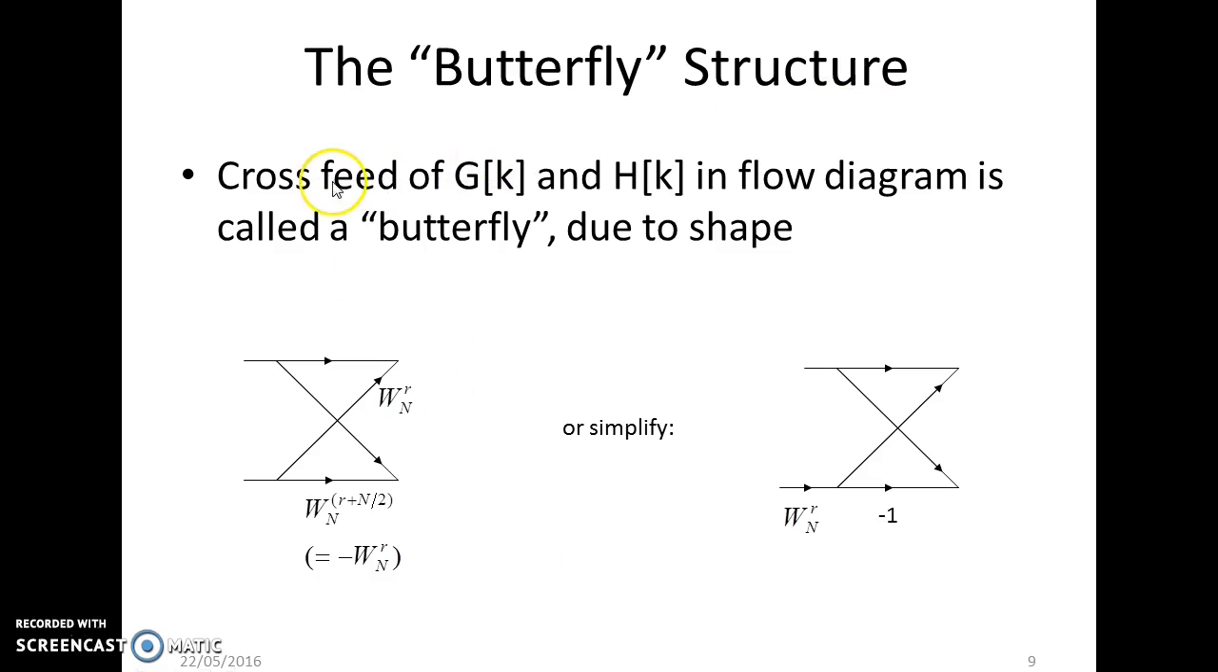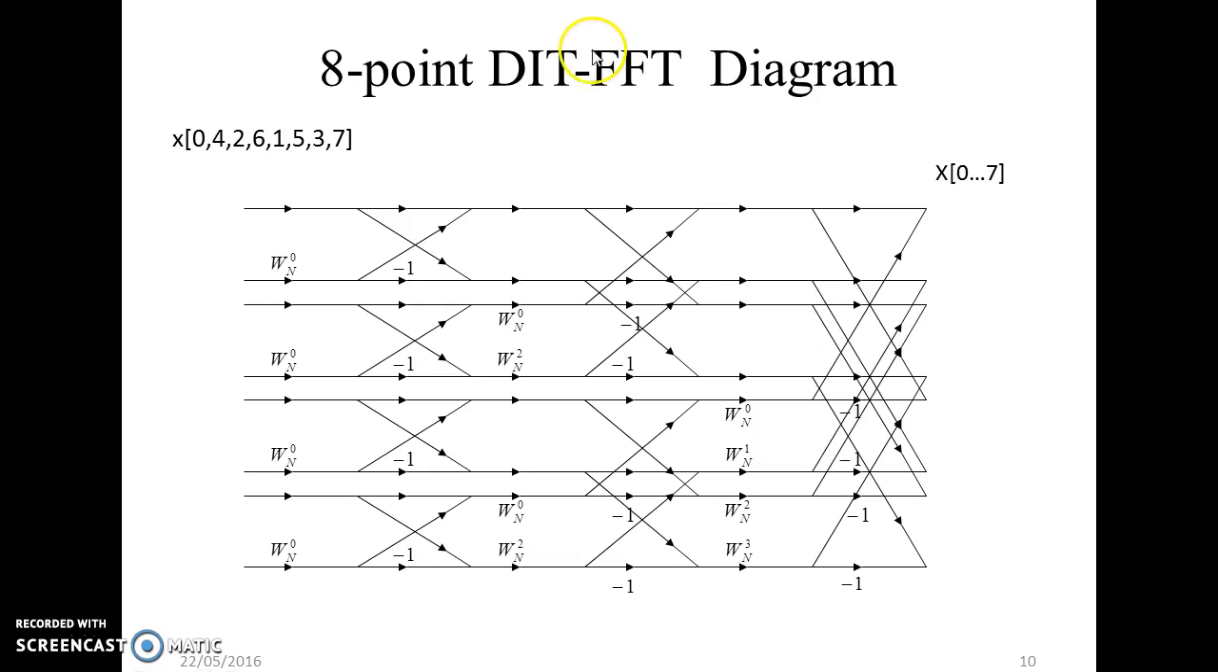The butterfly structure. Cross feed of G of k and H of k in the flow graph is called a butterfly due to its shape. So this is G of k, this is H of k. We are cross feeding G of k and H of k. So after simplification, the structure that we are getting is the butterfly structure.